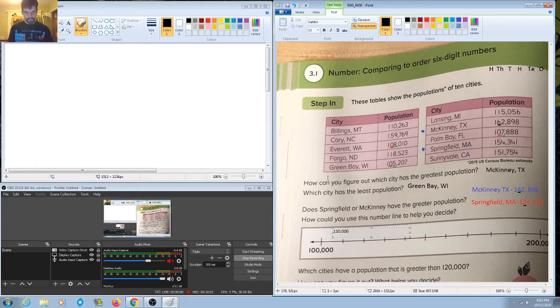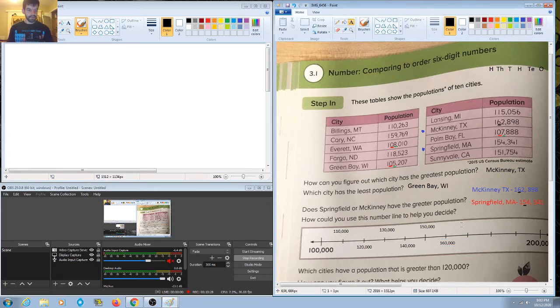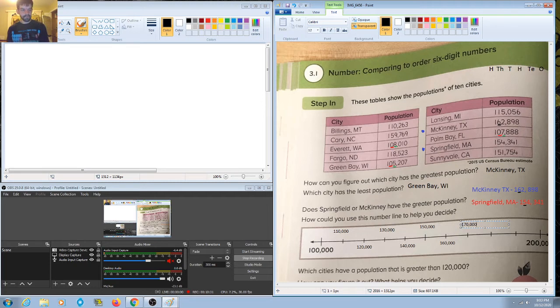So this is 110,000. This is 120,000. This is 130,000. This is 140,000. This is 150,000. This is 160,000. So as you can see, there's an increase of 10,000 per hash mark. That will allow us to visually separate the two numbers by a significant distance, so that they're not on top of each other.